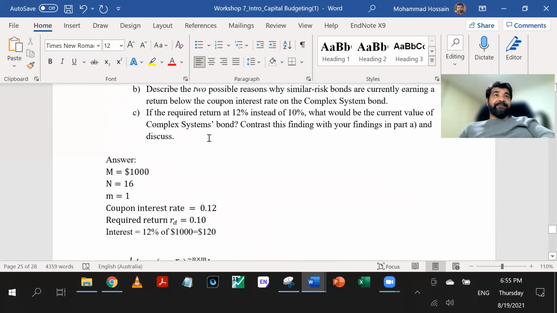All right. B: describe the two possible reasons why similar risk bonds are currently earning a return below the coupon interest rate on the Complex System bond. Two possible reasons.